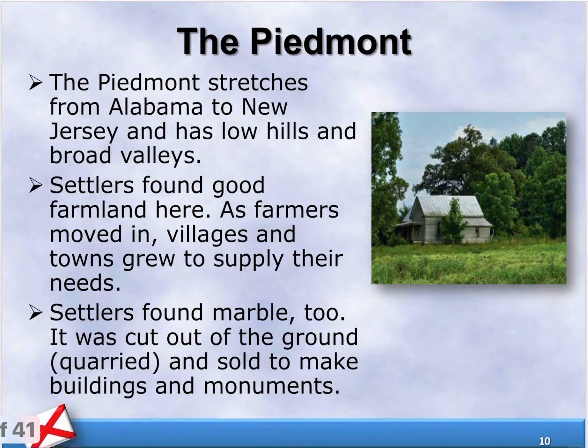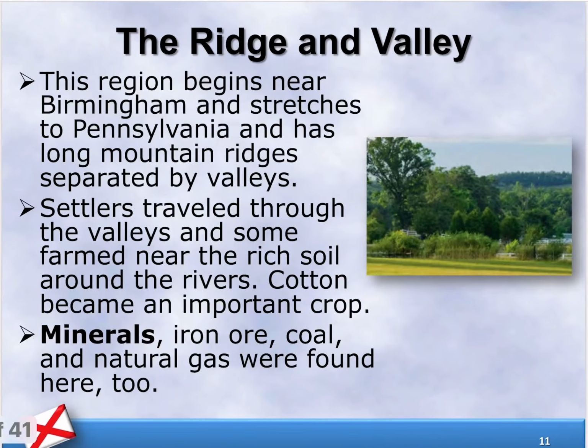The Piedmont. The Piedmont stretches from Alabama to New Jersey and has low hills and broad valleys. Settlers found good farmland there. As farmers moved in, villages and towns grew to supply their needs. Settlers found marble too. It was cut out of the ground, quarried, and sold to make buildings and monuments.